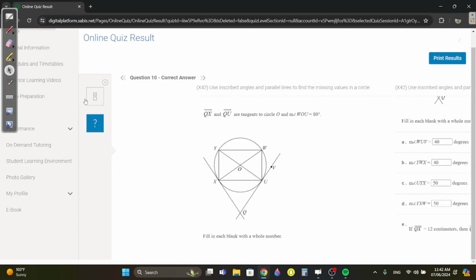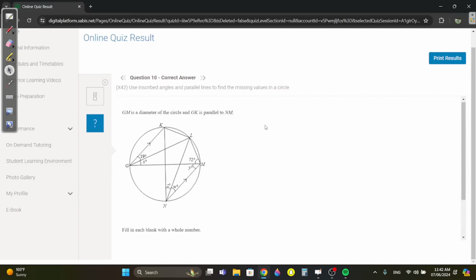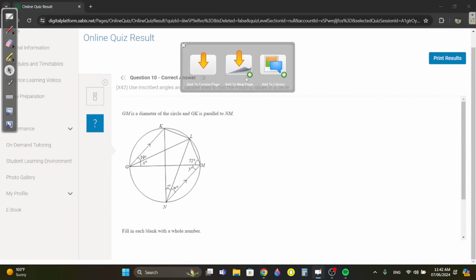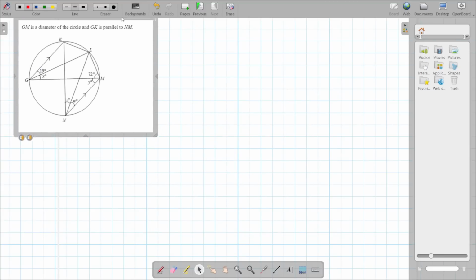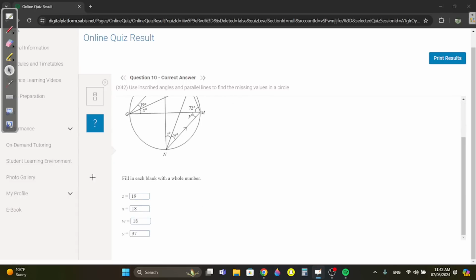Okay, question 10. This quiz is very long, 28 questions. I don't like it. This one, I think, if I'm not wrong, came in one of our periodics. I remember it came. If not this, I think one that looks like it.